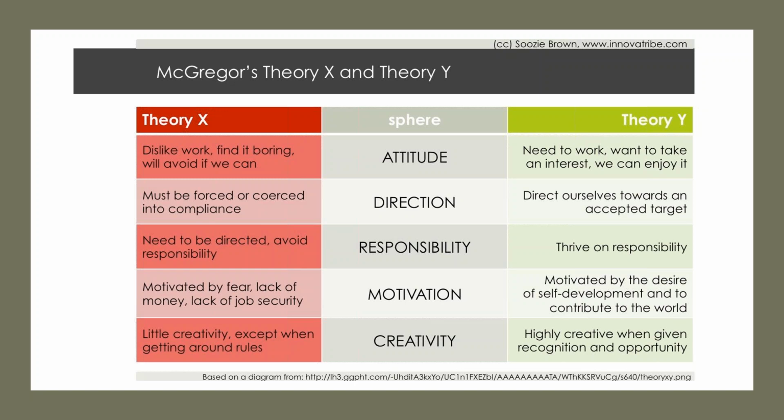because you can see that in the middle is the kind of orientation or sphere. What are Theory X managers like? Well, Theory X managers believe that people dislike work. They find it boring and will avoid it if they can. They believe that employees need to be forced or coerced into compliance, that they won't do it of their own free will. They believe that people need to be directed, and that's the job of a leader, and that if they're not directed, they will avoid responsibility. They believe that leading by fear is in fact a really significant, important part of motivation.